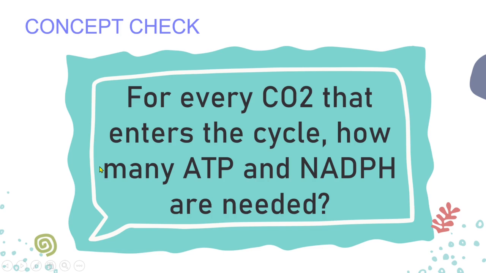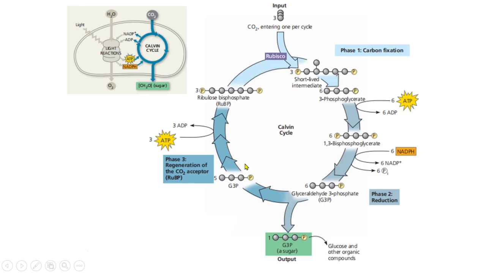Now there are a number of things that we also need to take note of. It would be how to compute the number of ATPs and the number of NADPH. So, for example, this question: for every carbon dioxide that enters the cycle, how many ATP and NADPH are needed? Now, going back to our Calvin cycle, you will notice that there are 3 carbon dioxide entering into the cycle, which means there will be 3 turns later on.